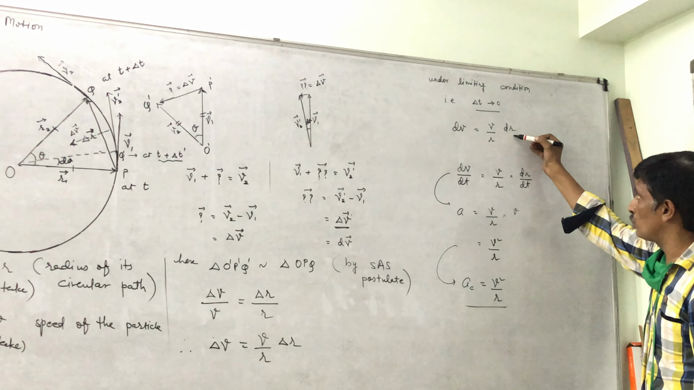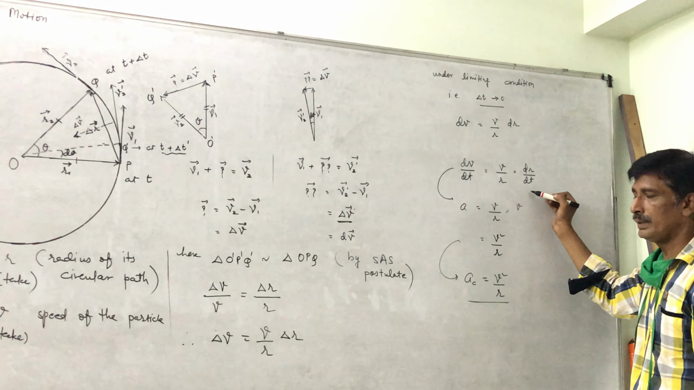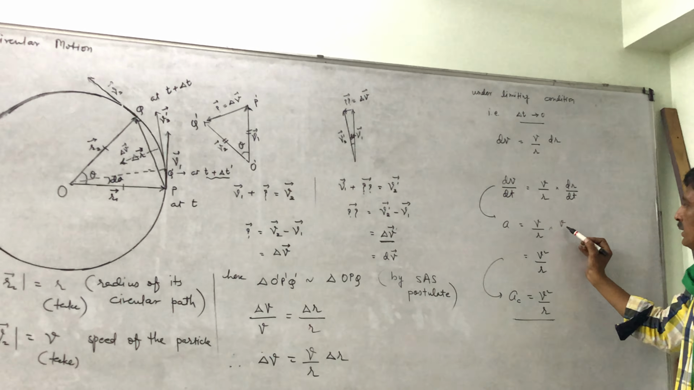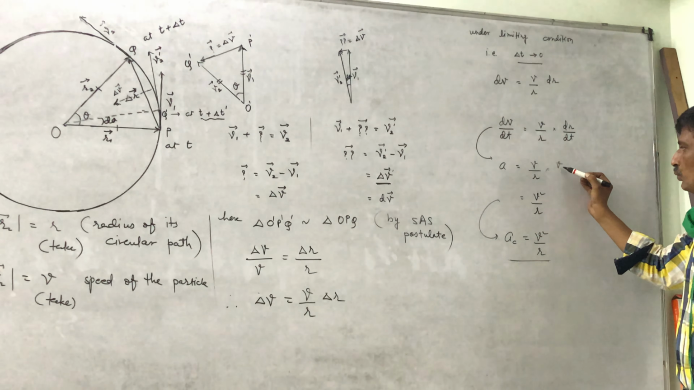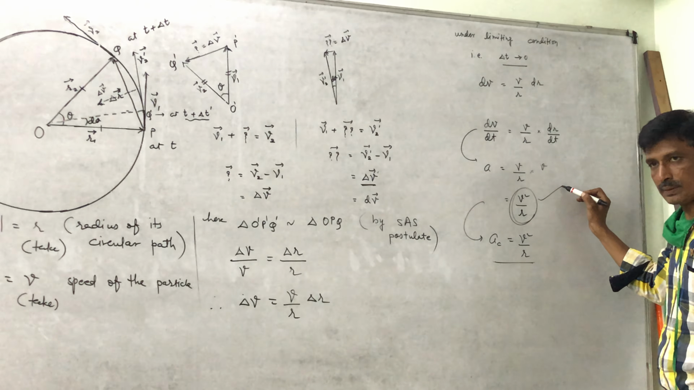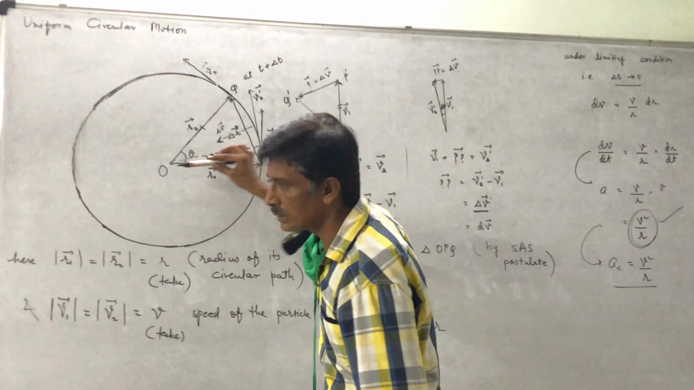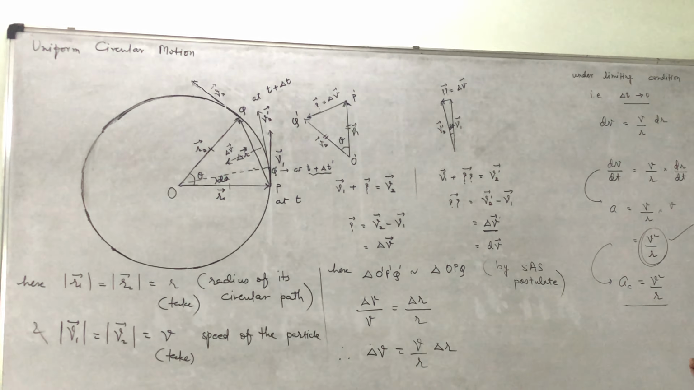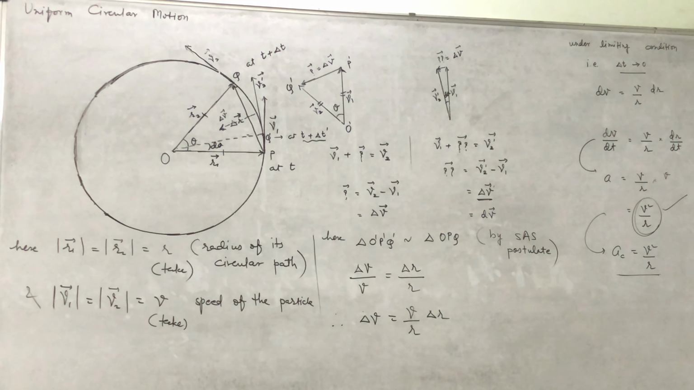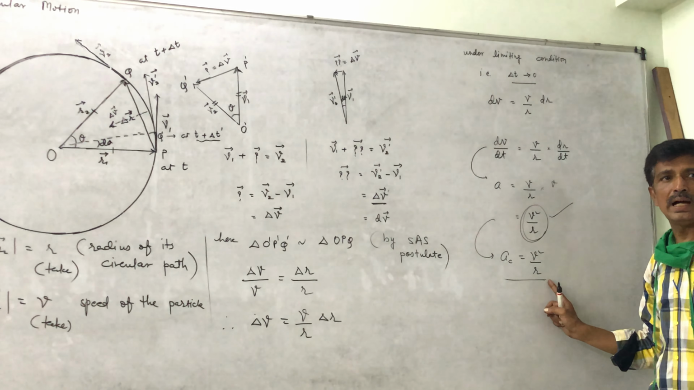dV is V by R into dR. Dividing both sides by dt, dV by dt equals V by R into dR by dt. But dR by dt is speed. Speed is constant, and it is V. So a is V by R into V. So a is V square by R. By magnitude, the acceleration is V square by R. And we have discussed the direction already. It is towards the center. So we have obtained that the acceleration of a particle performing uniform circular motion is towards the center and has magnitude V square by R.